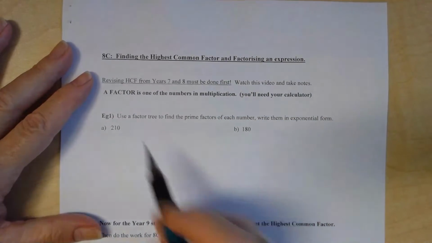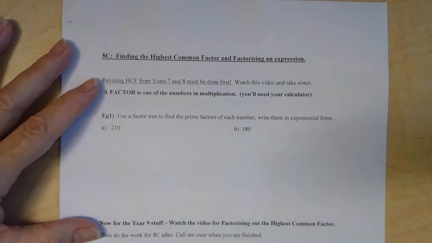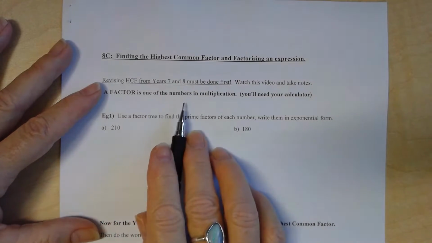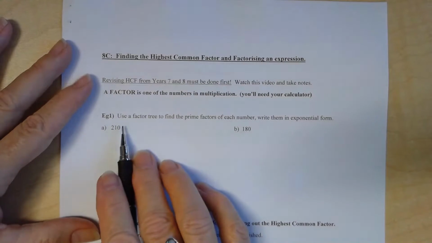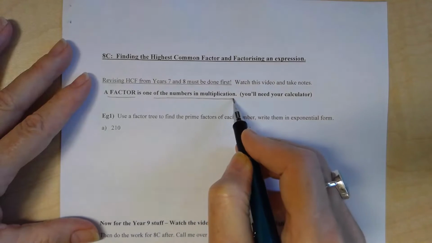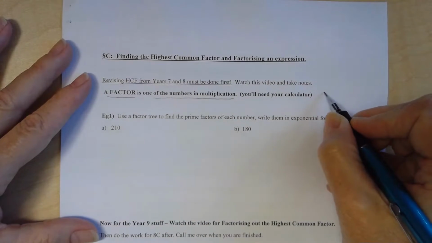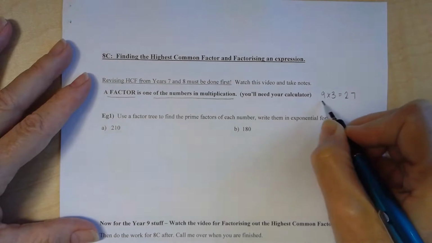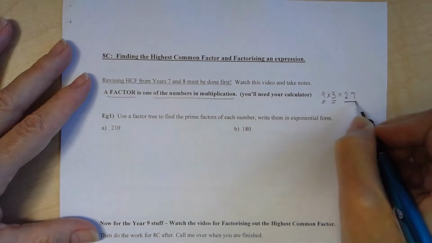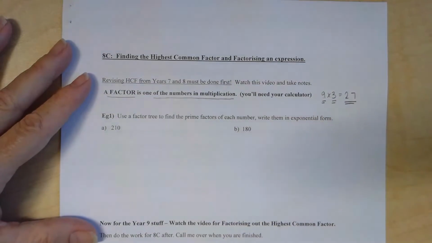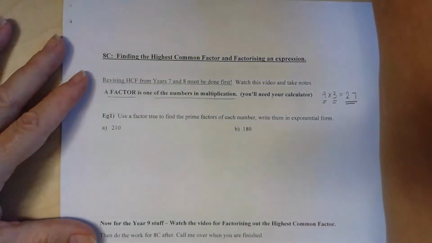So the first thing we have to do is revise from your 7 and 8 because it's really important that I'm able to factor just regular old numbers. So remember, a factor is one of the numbers in multiplication. So if I do 9 times 3 equals 27, these things are the factors and 27 is the product. So the numbers that you use to multiply are the factors.